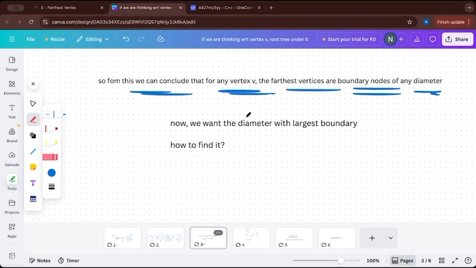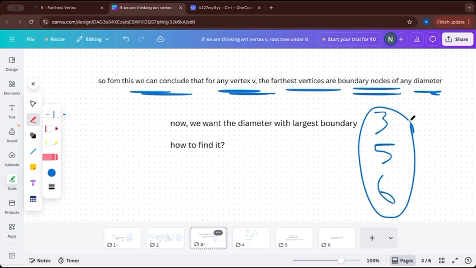Now the thing is, it is given that if there are many nodes with the largest distance, we have to find the one with the largest value. For example, if you have 3 nodes, 3, 5, 6, all ending as diameter, then we have to return 6 if all of these 3 have the same distance from the vertex V that we are considering. So now how to find it?